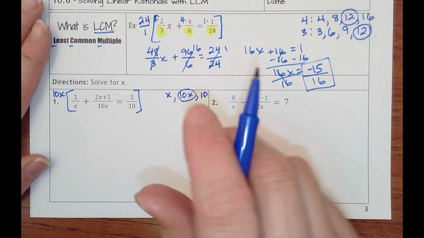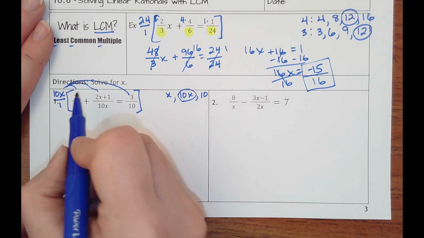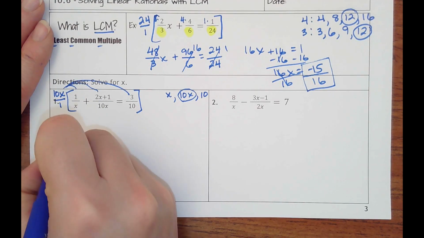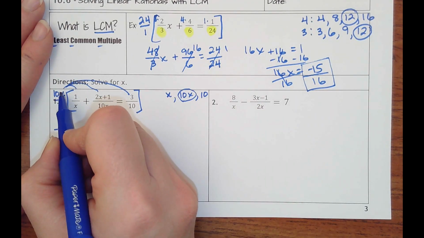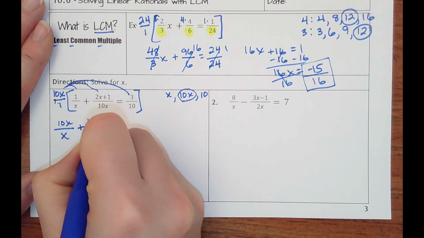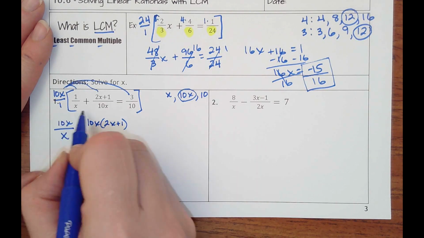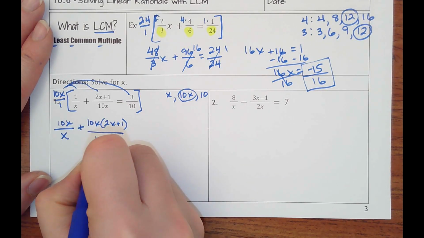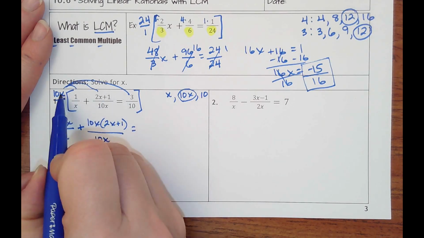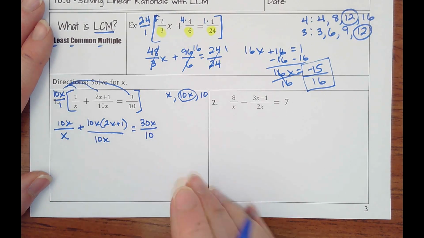All right, so then if I'm going to multiply, you can put it over 1 if that helps you. You're going to distribute to each term. So I'm going to have a 10x times 1, which is 10x. 1 times x is x. 10x times 2x plus 1, and this is a plus sign here, over 10x, because 1 times 10x equals 10x. Then 3 times 10x is 30x. 10 times 1 is 10.